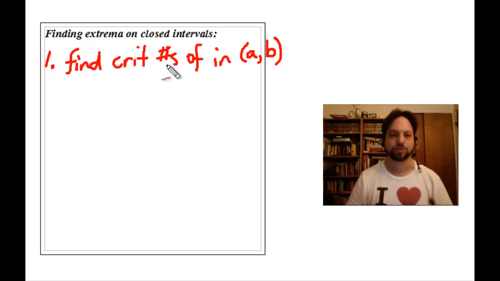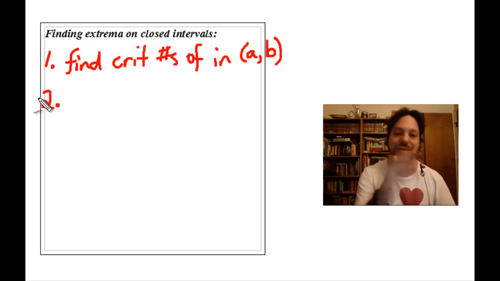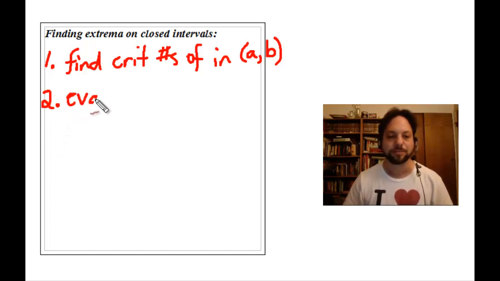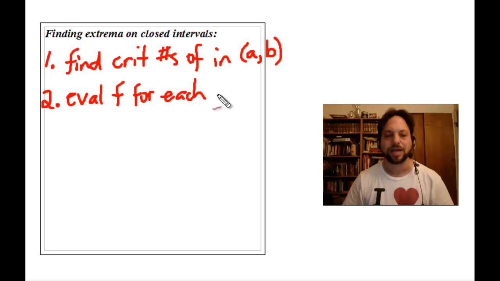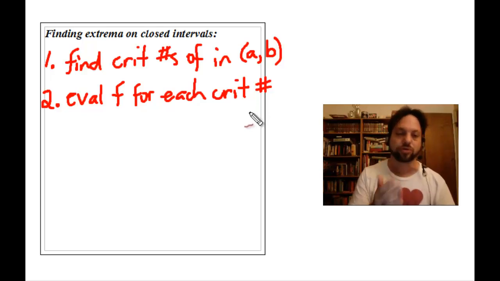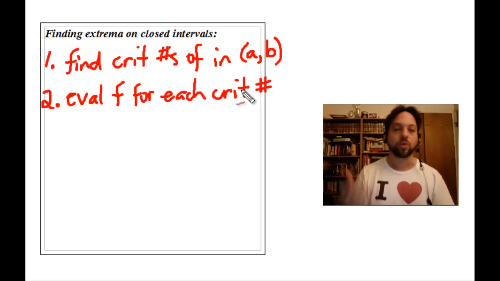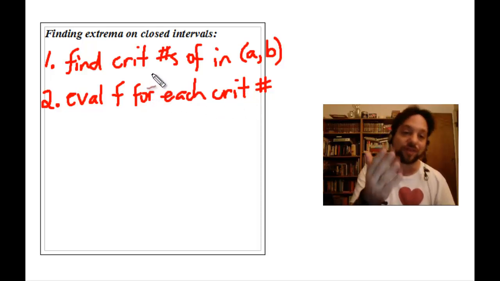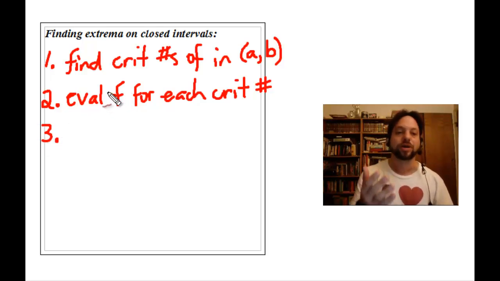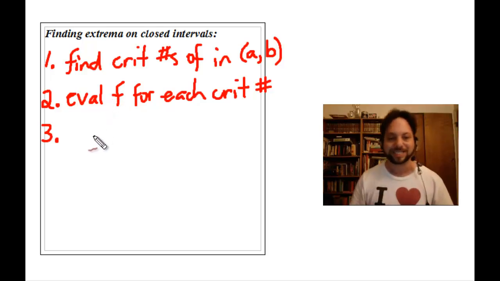Critical numbers I can approach from both directions. So that will find some of the candidates. In fact, that'll find all the candidates that are inside the interval. What I need to do is simply evaluate f for each critical number. Now, be very careful when you do this. You want to evaluate the original function, not the derivative. The derivative at each critical number will either be 0 or it won't exist. And we know that already because we found the critical numbers. So when you evaluate, you're evaluating the original function. We're trying to find the y value for each one of these x's.